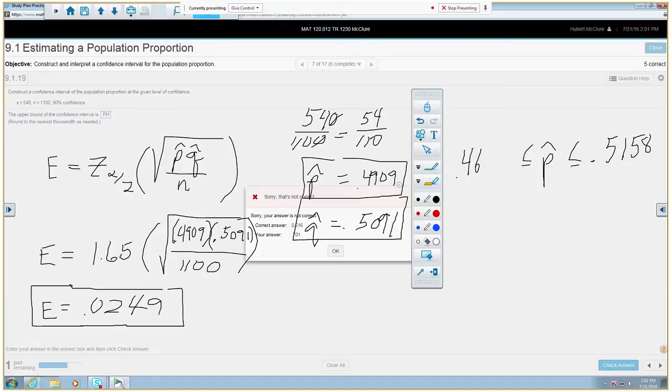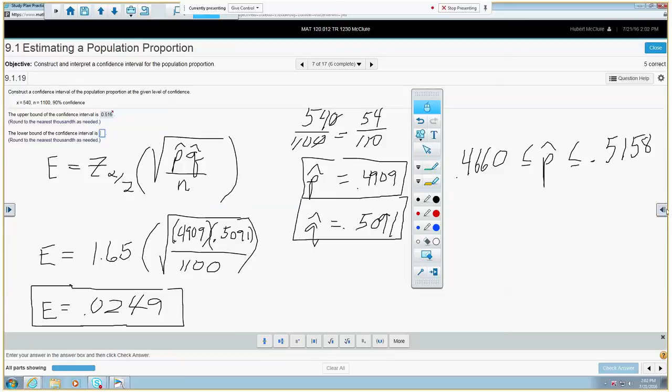0.4909 minus .0249. 9 minus 9 is 0. 10 minus 4 is 6. Y'all get .4660? Yeah. Okay, and that should be your answer. So we got .516 for the upper, correct, and the lower one is .466.